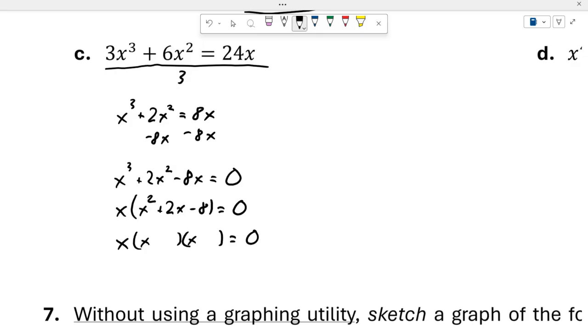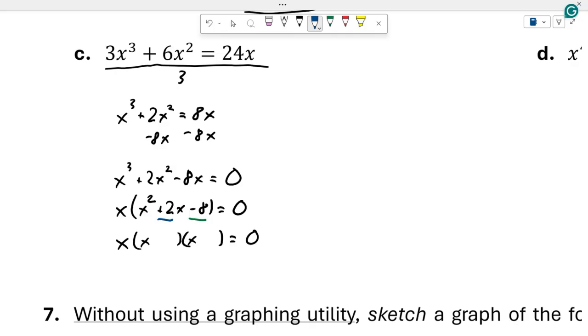Now, similar to A, I am looking for 2 numbers that multiply to the negative 8. They multiply to this term, and they sum to this number of positive 2. All right, so two numbers that multiply to negative 8 and sum to positive 2.